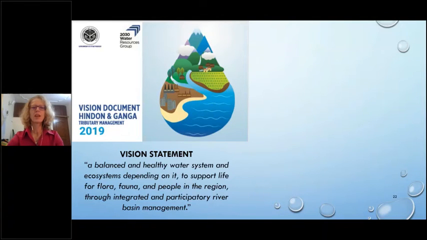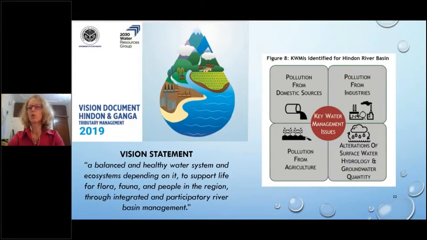So a balanced and healthy water system and the ecosystem depending on it, to support life for flora, fauna, and people in the region through integrated and participatory river basin management, was agreed to be the high-level overall vision statement for the Hindon vision document. And to specify further what this overall vision means, key water management issues were identified in a workshop with government officials and others. And later, for all of these four key water management issues, the individual ambition was formulated by a group of experts with inputs from the experts.